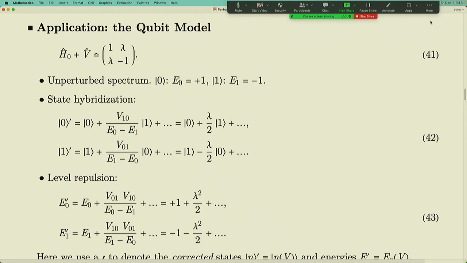This can be visualized in this way. You can think this is the 0 state, this is the 1 state. Originally, 0 is a unit vector along this direction, and 1 is a unit vector along that direction. So after correction, 0 goes to 0 plus something along the 1 direction. So it basically goes to here, and this amount of change is basically lambda over 2 times 1, right? So you go to the new 0 prime state. So this is the 0 prime state.